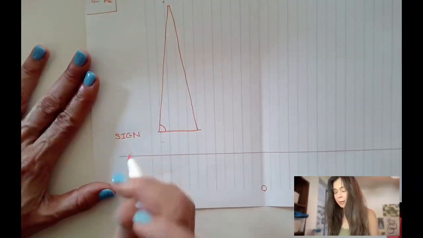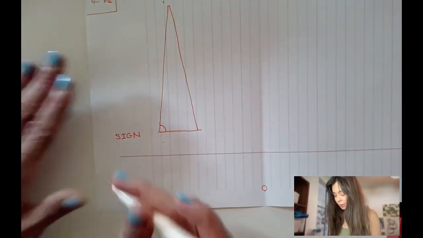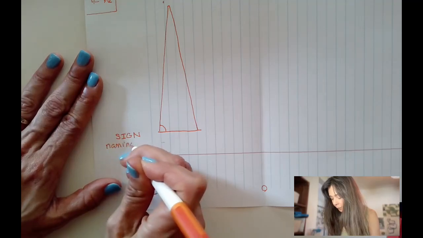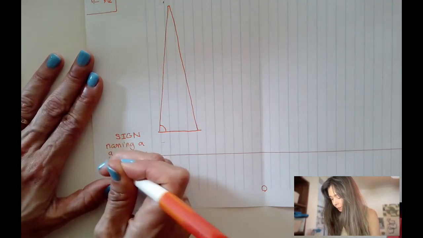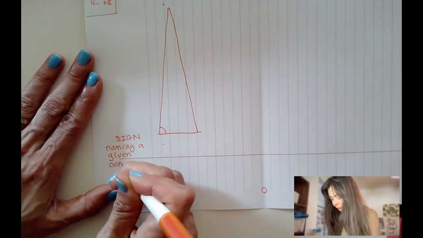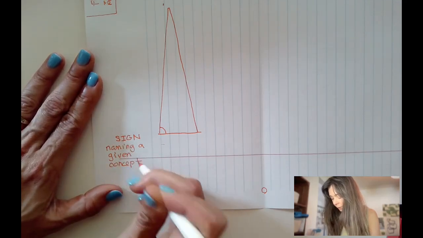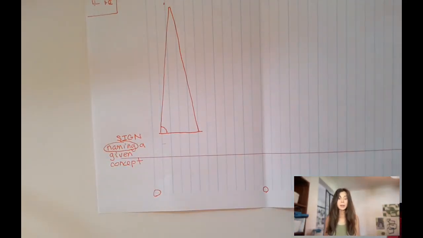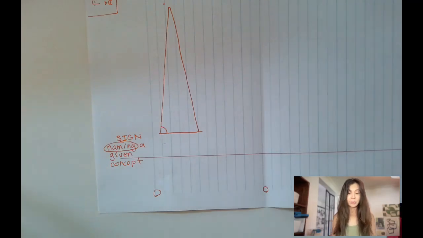This part of any concept, the sign part, what it's doing is it is naming a given concept. Okay, I want you to circle naming. That is what a sign does. Now, we can also use symbols to represent concepts, but we're not going to get into that.